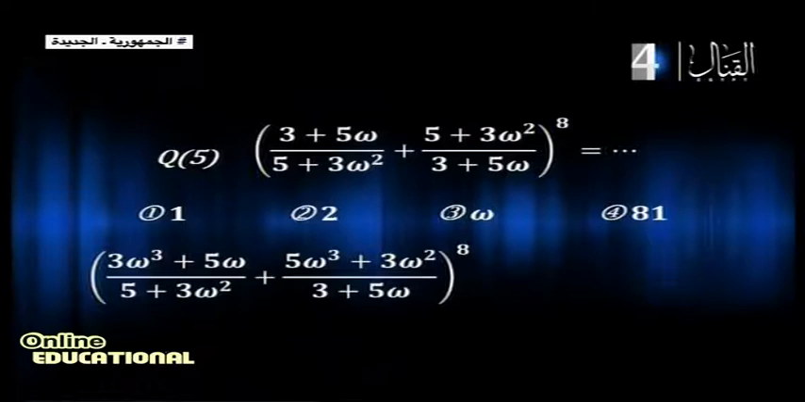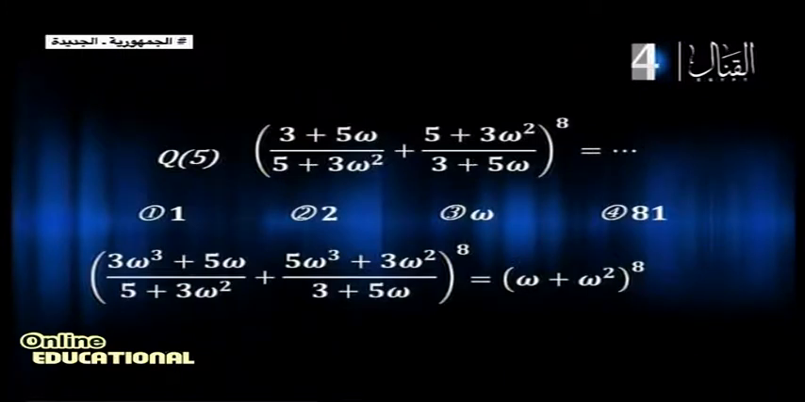Also, the second term, 5 omega power 3. 5 means 5 times 1, and 1 equals omega power 3. We take omega common from the first term in the numerator and omega power 2 from the numerator of the second term. Therefore, the answer is omega plus omega power 2.